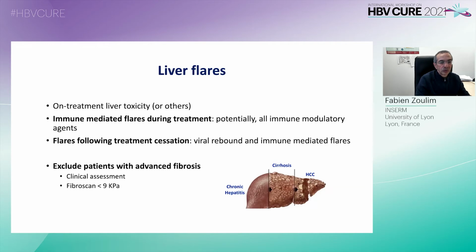We have also to take into consideration the immune-mediated flares during treatment, and this may potentially apply to all immune modulatory agents. And there are also flares that may follow treatment cessation, especially when they are linked to viral rebound and immune-mediated flares. So for taking all this into consideration, at the early stage, we should exclude patients with advanced fibrosis, and they need to be carefully assessed by all the clinical means and by expert hepatologists.